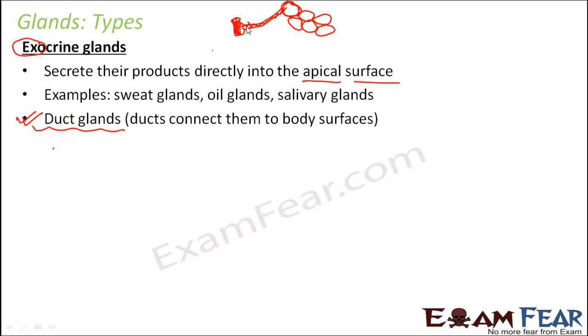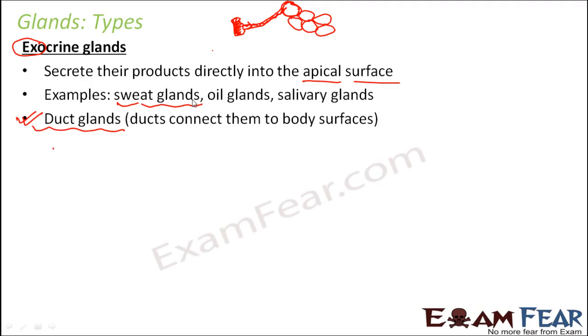Now, due to the presence of these ducts, they are also known as duct glands, because ducts connect them to the body surfaces. Now you can relate it with the sweat gland. The gland which actually produces sweat, we cannot see that, right? That is not present on the surface of the skin. That is present deep inside our skin, but it is connected to the surface of the skin through the duct, and that is why we can see the secretion on the surface. So the sweat can actually be felt on the surface of our body.